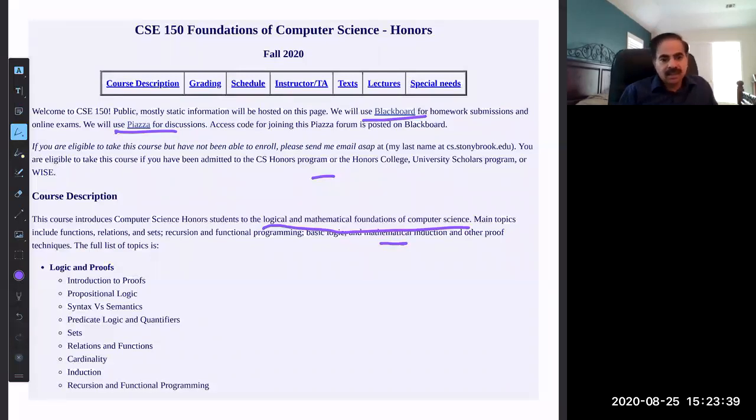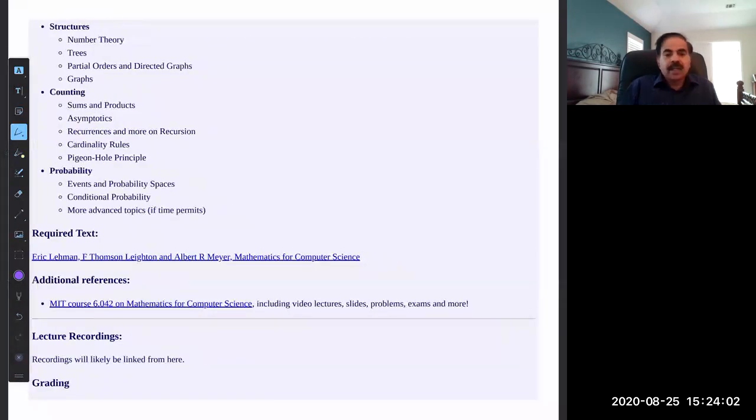Again, some of these terms may or may not make sense to you, which is perfectly all right, because if you already knew every term, then you would be wasting your time here, right? So we'll be learning about sets, infinite sets, relations, functions, and recursion and functional programming, which is where that little bit of programming might come up, okay? Then we will spend a little bit of time on structures like trees, graphs, partial orders, and so on. That is your second unit.